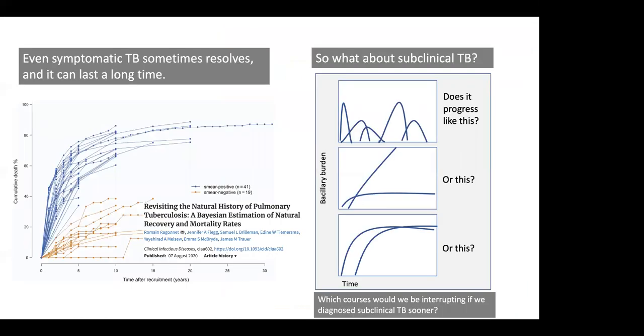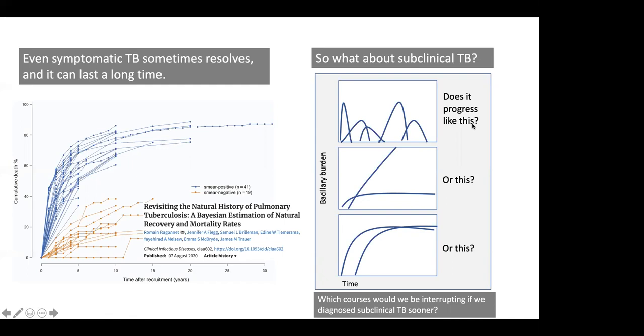And then this is a figure from Romain Ragonnet's recent reanalysis of historical data on outcomes prior to antibiotics, in patients who were symptomatic enough to get admitted to sanatoria. It shows that even among symptomatic smear-positive disease, there was some 20% or so fraction who did well for years, apparently having resolved spontaneously. So we know that even symptomatic TB sometimes resolves and that it can last a long time.